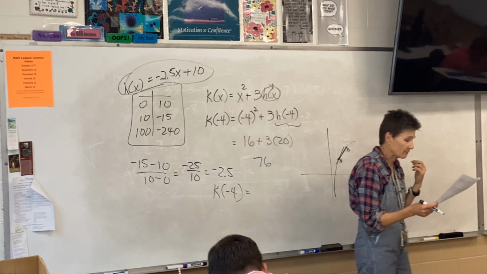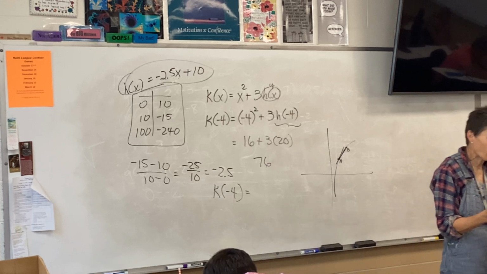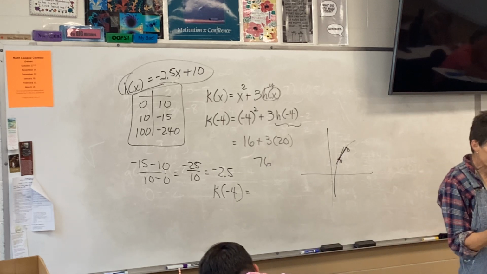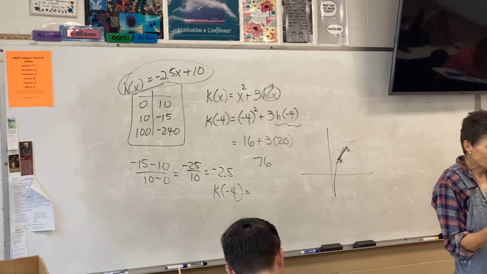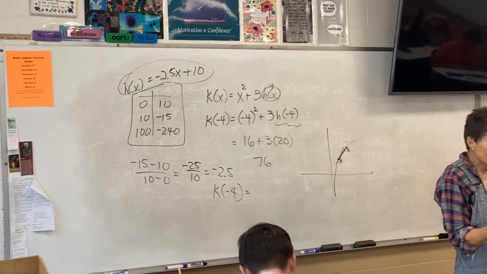The one right under that. The function is decreasing and concave up, decreasing and concave up from negative infinity to something. What is the something?